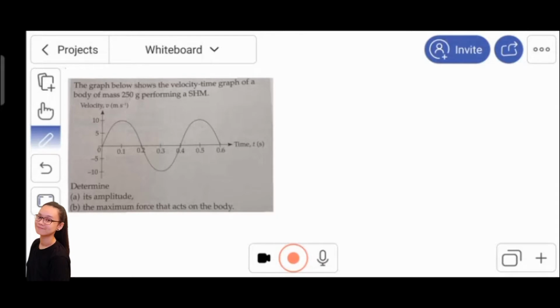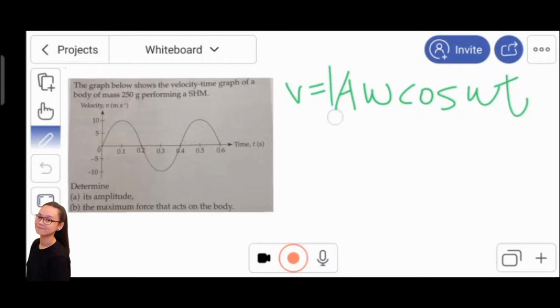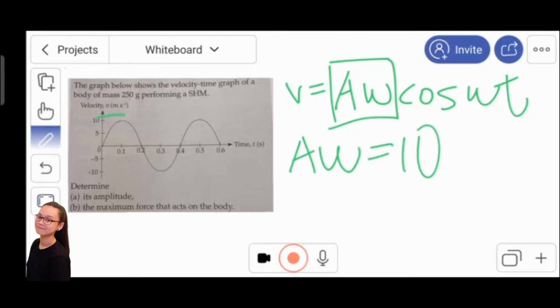The formula of v is equal to A omega cos omega t. So it means the amplitude of the graph is A omega. So A omega is equal to 10, the highest point here, 10.